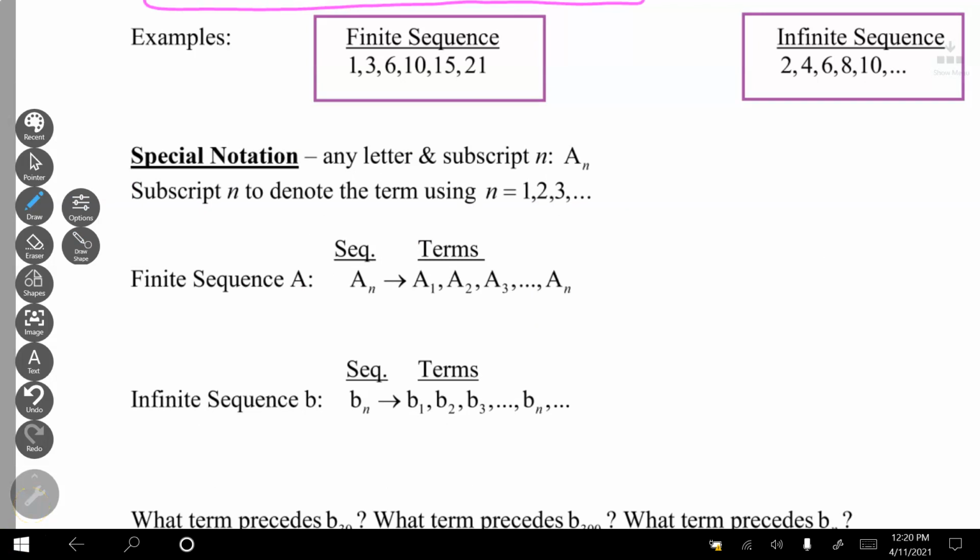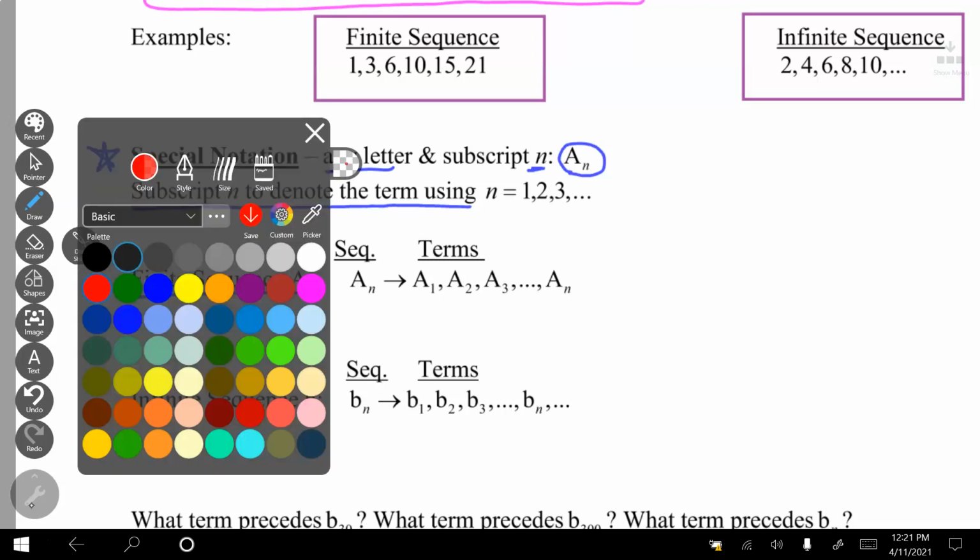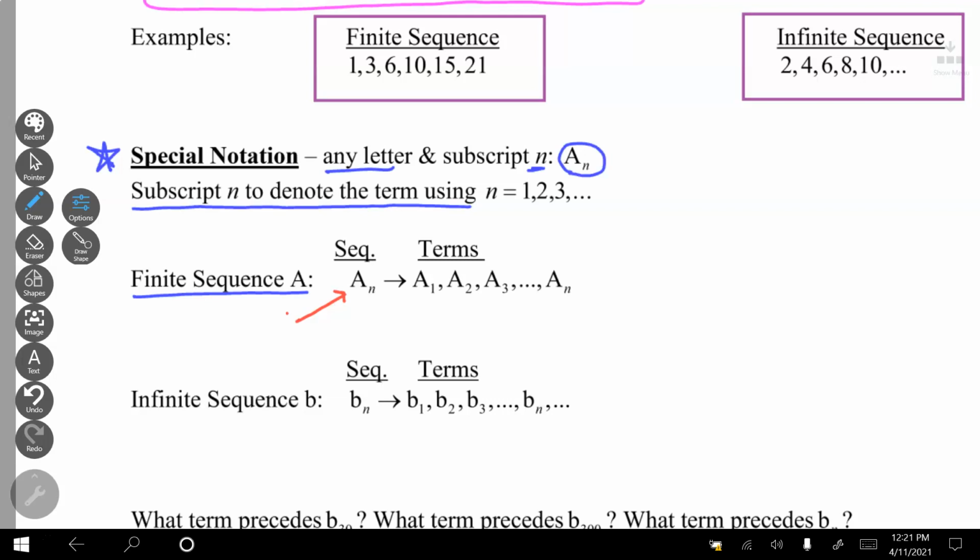The key with sequences is its notation. It has a very special notation. It's just any letter you want with a subscript n, such as a sub n. The subscript n denotes the term. So a sub 1 is the first term, a sub 5 is the 5th term, and so on and so forth. So from this example here, sequence a sub n is just a way to call the sequence by its name. A sub n means sequence A.